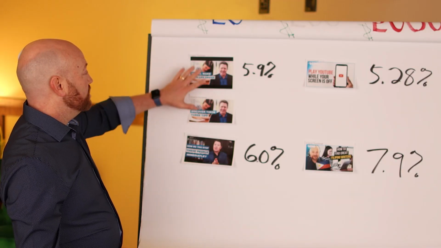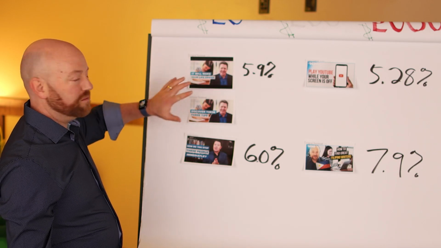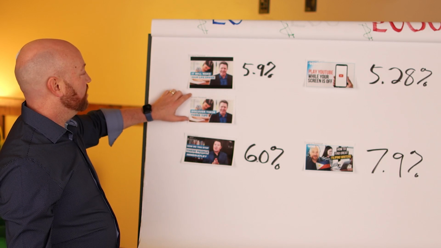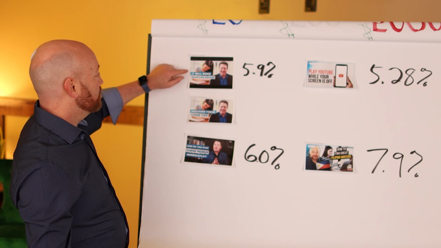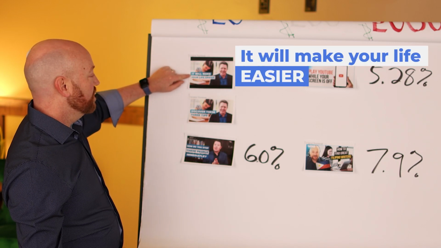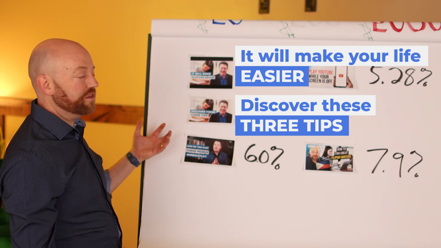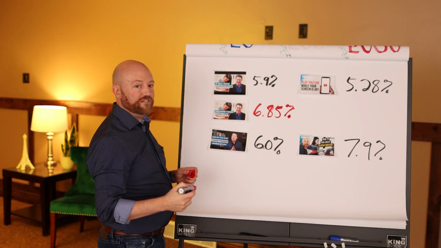Then we created a second version and we posted that and we did the A/B split test. So notice how these two thumbnails look differently. For some reason there's black bars on the top and bottom of this one, but that's not part of the thumbnail. So the thumbnails look identical. The only difference is the text. We tried to create more curiosity with the text. So this one says, it will make your life easier. We improved it to discover these 3 tips. It makes me more curious about what the 3 tips are. And that improved the click-through rate to 6.85%.